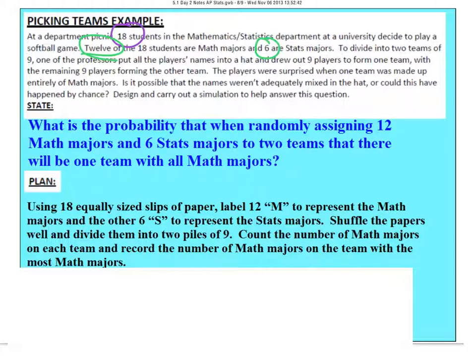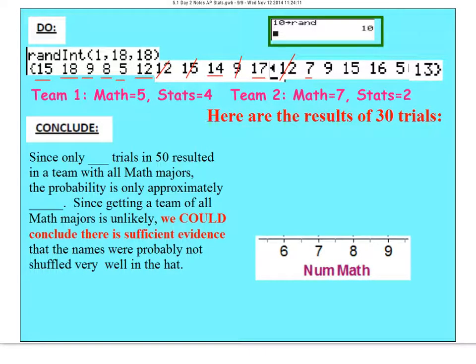So let's run the simulation. I'm actually going to use the calculator for this one, and I'm going to do random integers just to show you this. I'm going to pick from the numbers 1 to 18, and I want to put all 18 in a random order. Keep in mind, I'd have to say no repeats if repeats show up. So ignoring repeats, let's go ahead and pick the first 9 people on the team. So team 1, remember 1 to 12 is math.